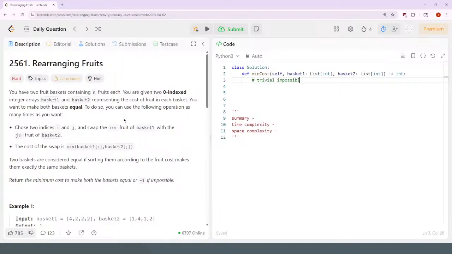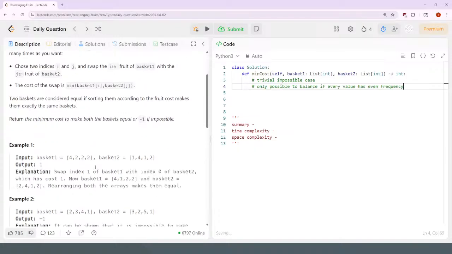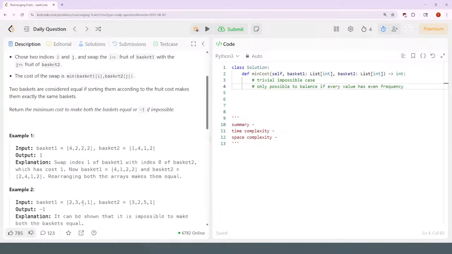Trivial impossible case, and that is: it's only possible to balance if every value has even frequency. So if there's only 1, 4 and 1, 5, there's no way that you can have both baskets include a 4 or include a 5.